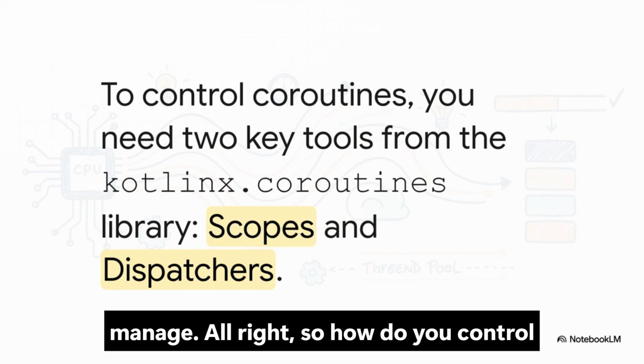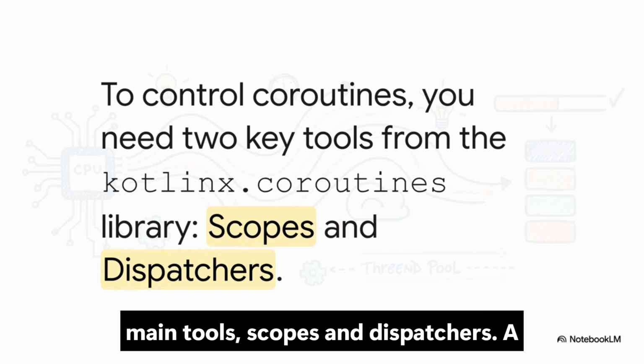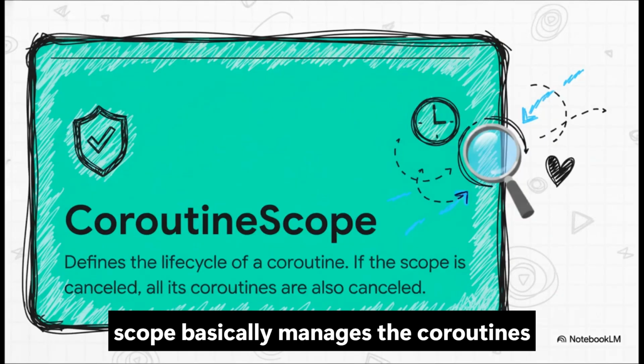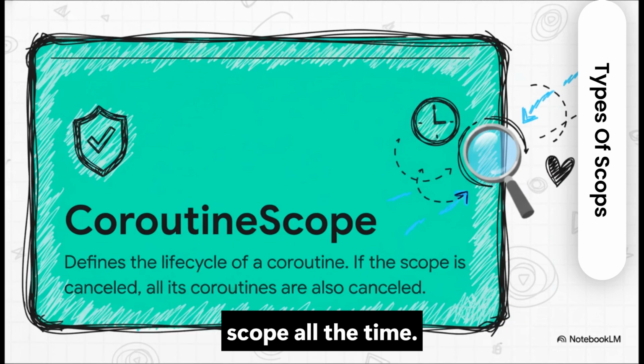All right, so how do you control all this? You're going to need two main tools, scopes and dispatchers. A scope basically manages the coroutine's life. In Android, you'll see viewModelScope all the time.